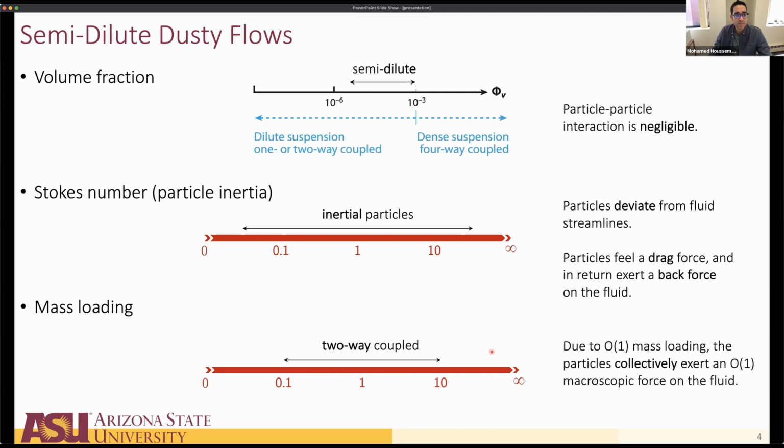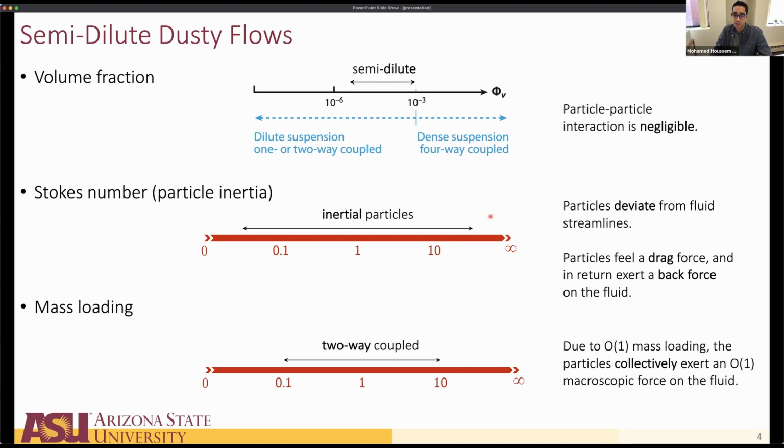All right, so what does it mean to be in the semi-dilute dusty flow regime? Looking at the volume fractions, just like I said, typical volume fractions are 10 to the -5 to 10 to the -3. It means that the suspension is fairly dilute, and that means that particle-particle interaction is negligible. So we don't have to really worry about things like collisions in these flows. However, the particles do interact through forces mediated by the fluid. That's what I will talk about primarily today.